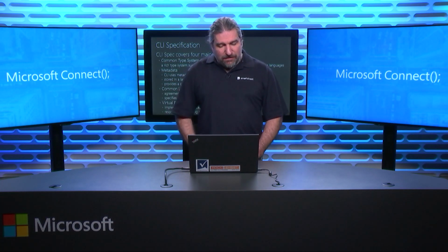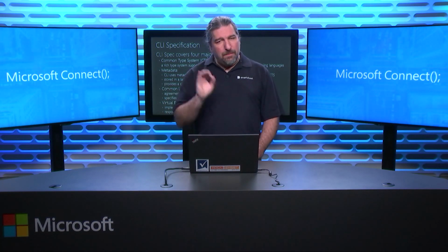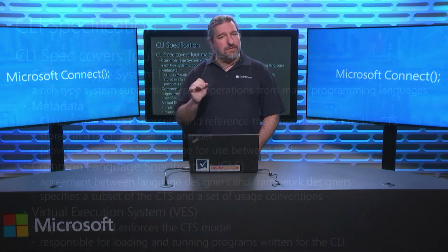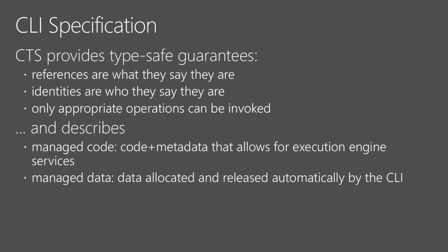The spec itself covers a number of different areas: the common type system, metadata, the common language spec, which describes how languages work together, and the virtual execution system, which describes basically the runtime. And the important thing to understand is that .NET Standard doesn't take any of this away. If anything, the .NET Standard is going to sit on top of the CLI specification, and this is important to understand its place inside of the universe.